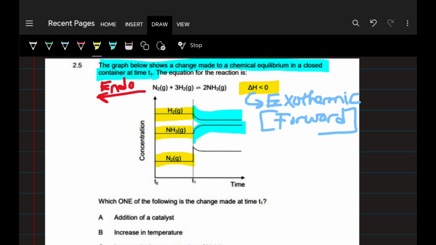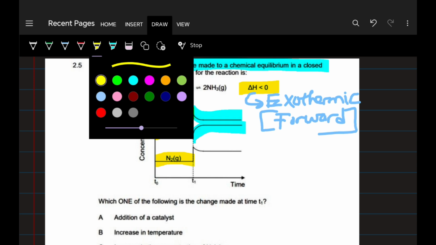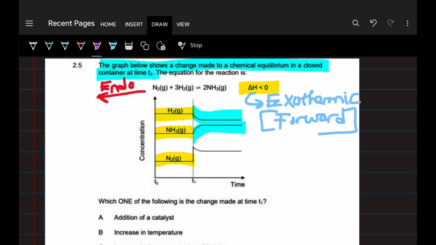But there's something interesting that happened here. The concentration of nitrogen spiked up. You can see there's a spike there of the concentration of nitrogen, which means there was an increase in the concentration of nitrogen, right? Can you see that? There is a spike there.